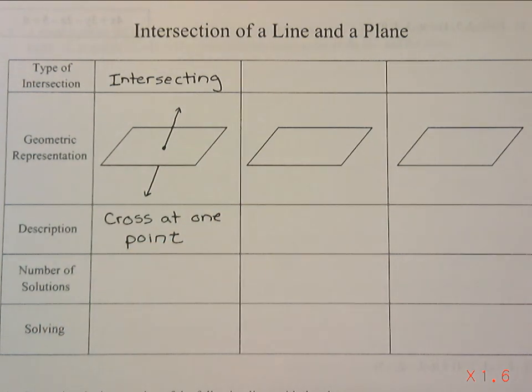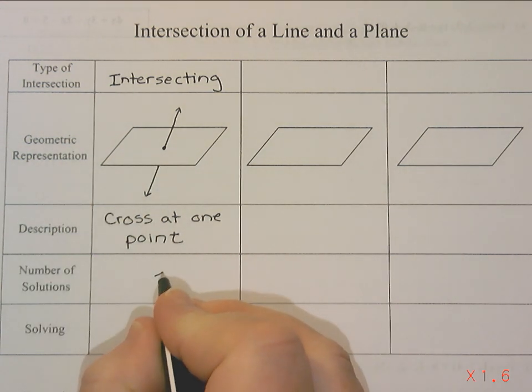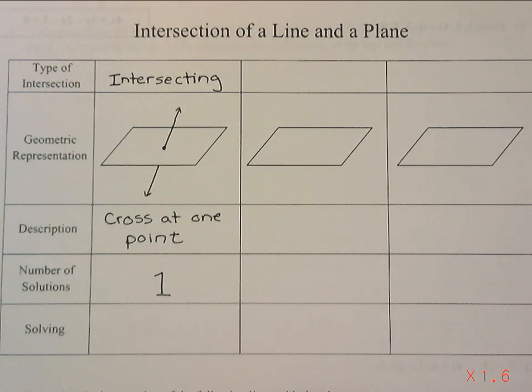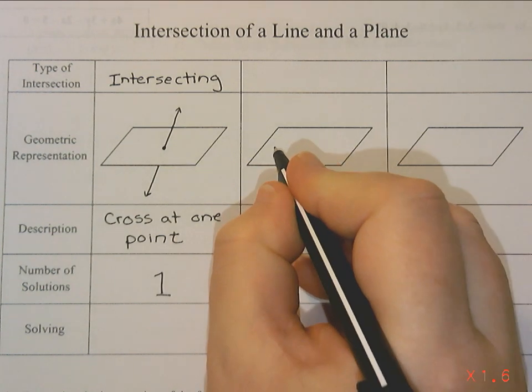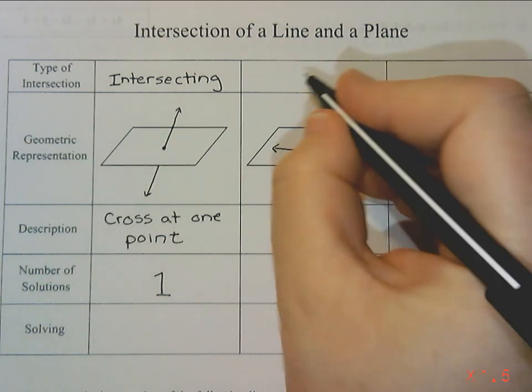Now a solution is where the line and the plane touch, which would be at one single point, so it would have one solution. Okay, another configuration we can have between a line and a plane is the line can be on the plane. We call that coincident.